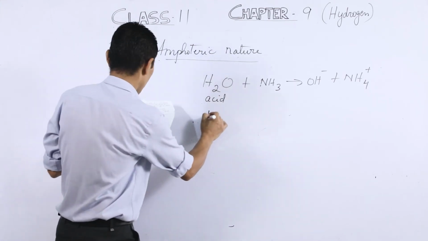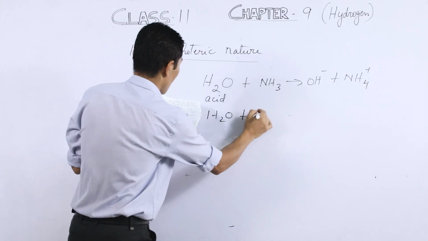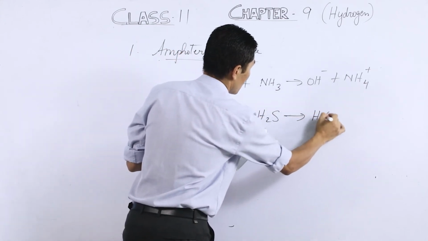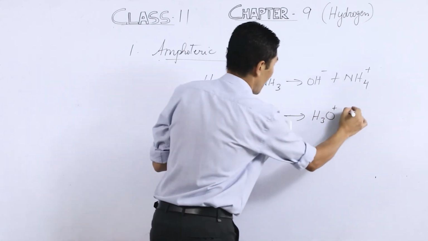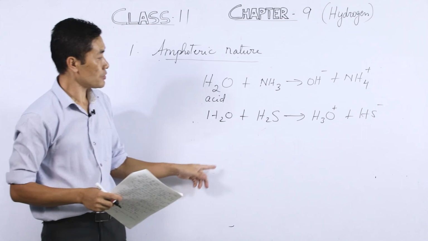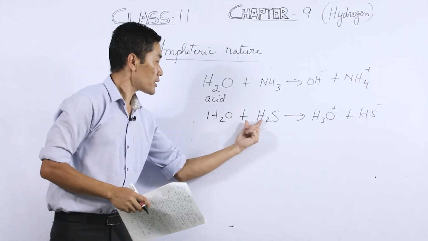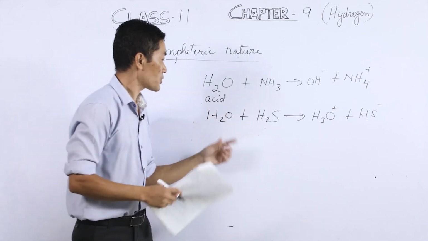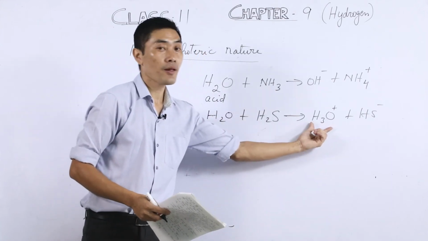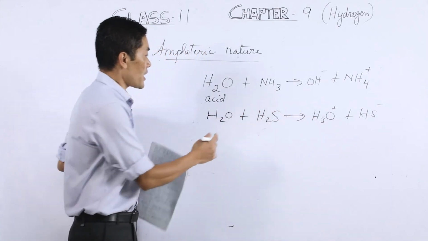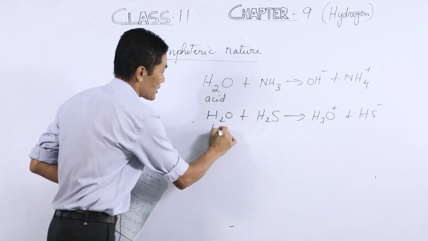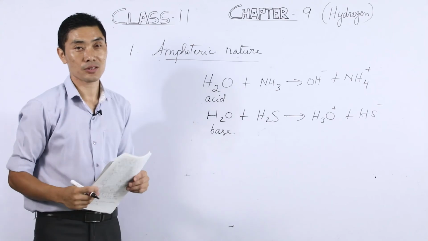Now in the reaction, water reacting with hydrogen sulfide, we get this H3O+ and HS-. Now if we see this reaction, we will find that water has received one proton from H2S gas, and it has formed this H3O+. So in this case, water accepts a proton, and therefore it acts as a base.